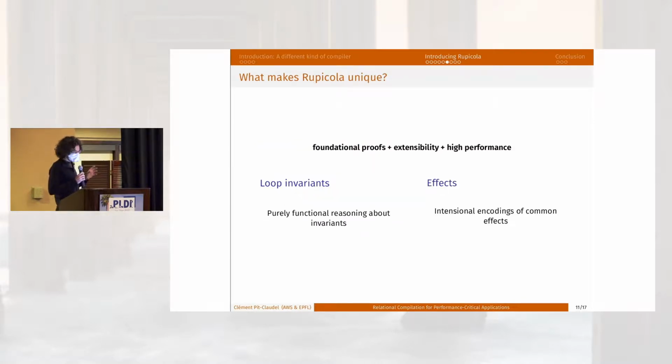Rupicola's unique strength is its combination of foundational proofs, extensibility, and high performance. There's 2 particularly innovative aspects of Rupicola that might be worth mentioning, though the paper actually goes over them in much more detail. First, it uses a trick to encode loop invariants so that they can be inferred and all reasoning can happen on the source language. So you never have to reason about loops in low-level terms.